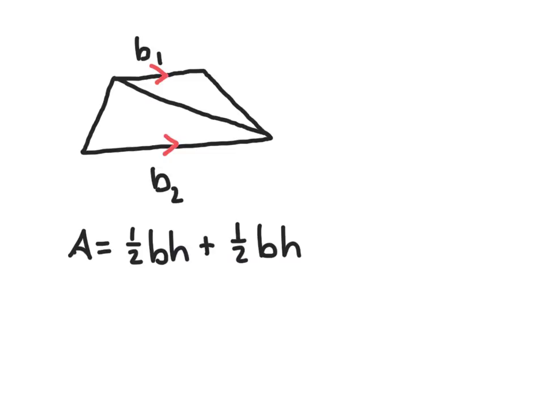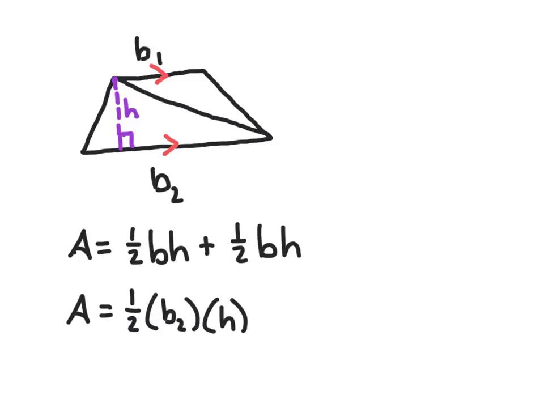Okay, so looking at my first triangle, the one on the bottom left, I'll call that my first triangle. To find its area, I would take 1/2 times its base, which in this case is base 2, times its height, which I don't have marked up there yet. But the height would go from this vertex perpendicular to the opposite side, right? Perpendicular to that base. So that would give me my height. So there's the area of that bottom triangle.